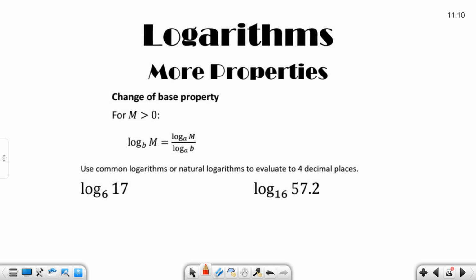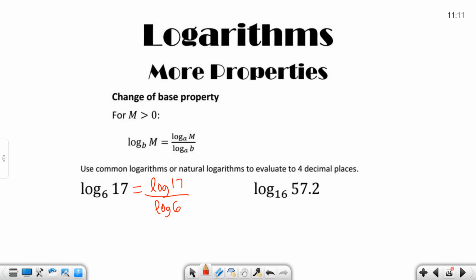So what I want to do is rewrite this as log of 17, right? The m goes up here and then b goes in the denominator, right? So log base 17 over log of 17 over log of 6.